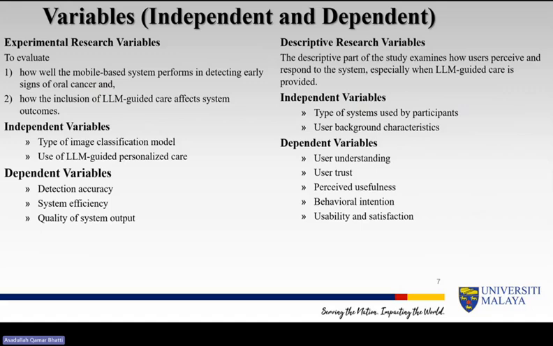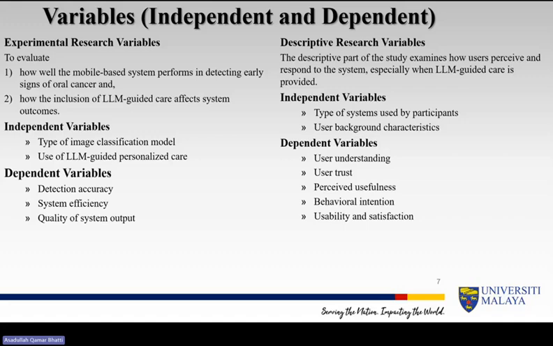Okay. And then for variables, we have independent and dependent for experimental and descriptive. On the left is experimental, on the right is descriptive, and independent is on the top and dependent is on the bottom. Essentially, the objective for the experimental research variables is to evaluate how well the mobile-based system performs in detecting early signs of oral cancer and how the inclusion of LLM-guided care affects system outcomes.